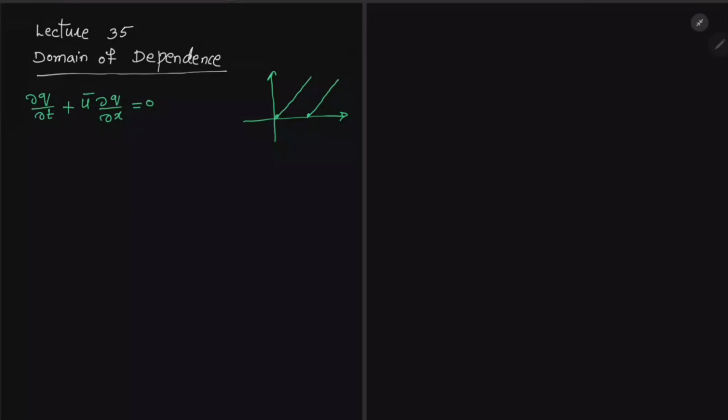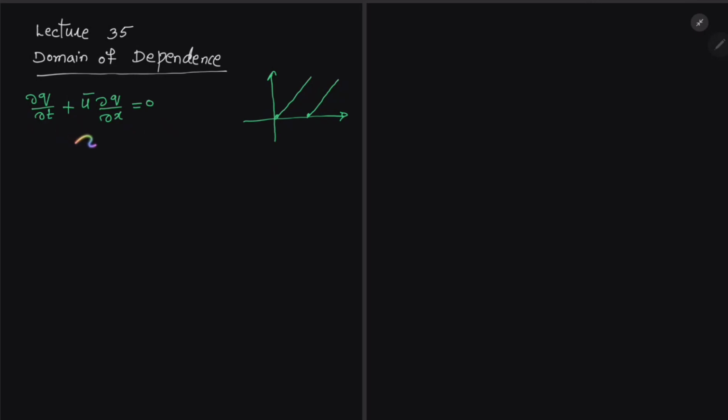Domain of dependence becomes a very important topic when we discuss numerical methods. Either you want to use explicit methods for your numerical solution, or you want to use implicit methods. It all depends on what your domain of dependence is. So let me just go back and talk about the advection equation first.